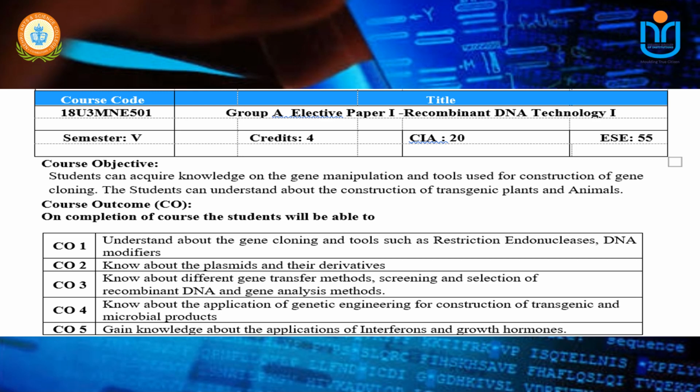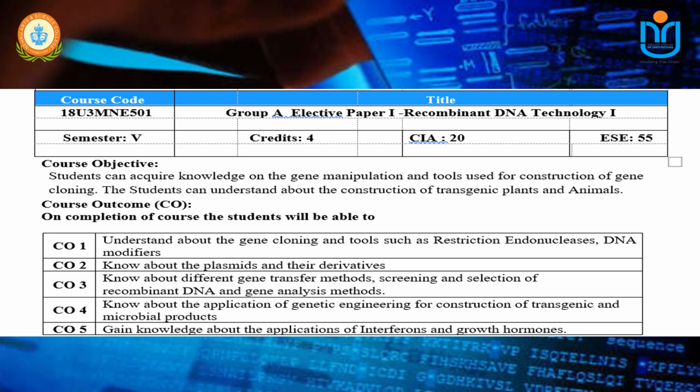In this fifth semester, you will be learning Recombinant DNA Technology 1 as your elective paper 1. The course objective is to make you knowledgeable on the gene manipulation techniques and tools used for construction of gene cloning. And also, you will be able to understand about the construction of transgenic plants and animals.